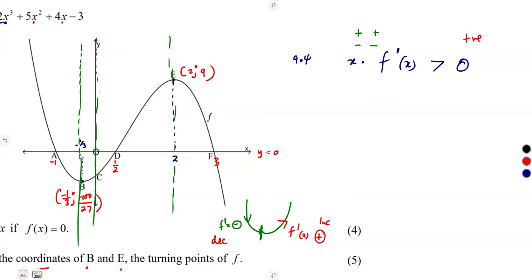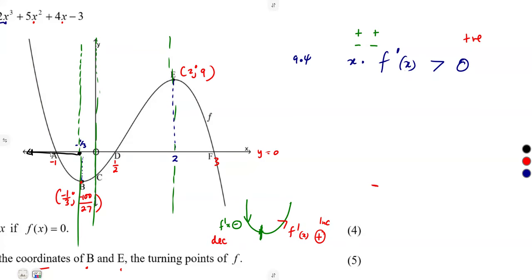Remember, the first critical value is what? -1/3. So we are looking at this side of -1/3. What is happening up to the turning point here? The graph is going down. That's a decrease throughout, meaning our first derivative is negative.